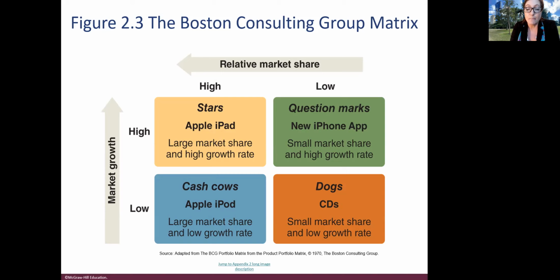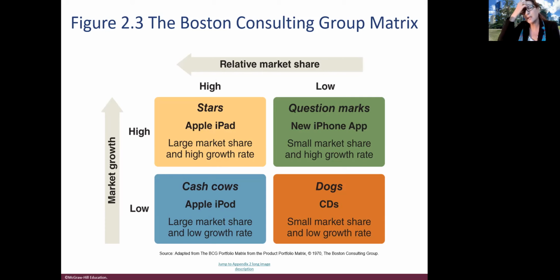Now, when the market growth is low, but teamed with low market share, then we've got a dog. And we see this with the CDs that have been superseded, for example. And the fourth, top right quadrant, where we've got high market growth but a relatively low market share relative to competitors, that is, we've got a question mark. And so some of the new iPhone apps are question marks.